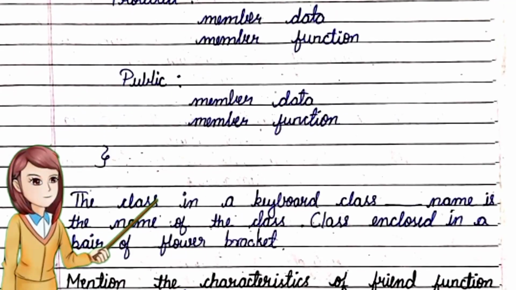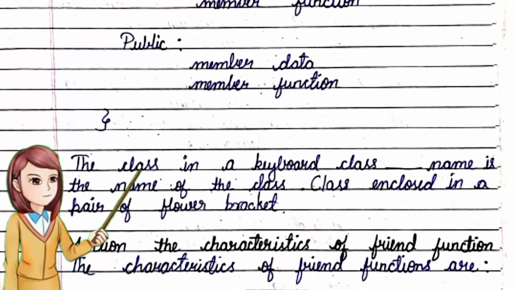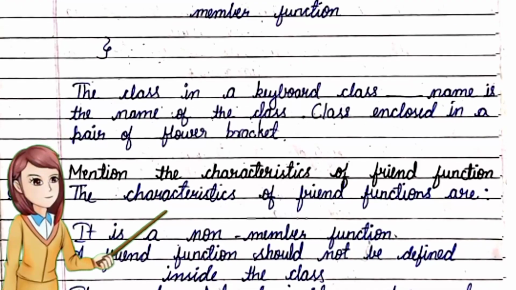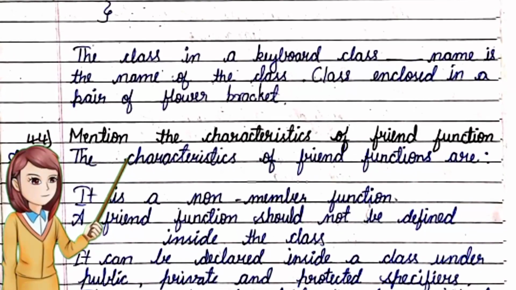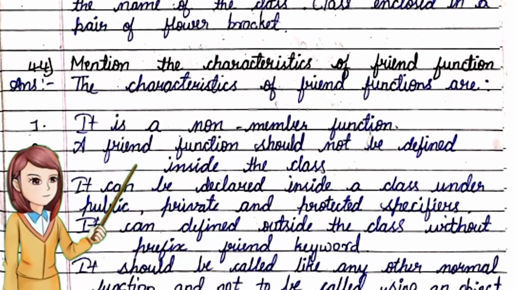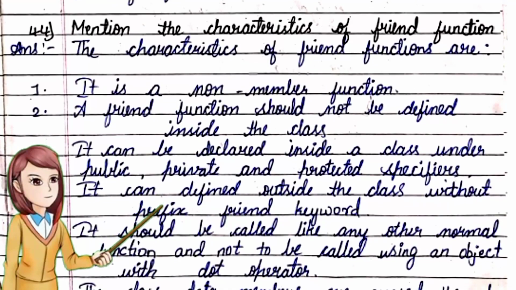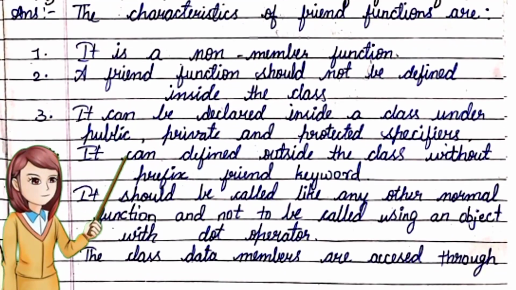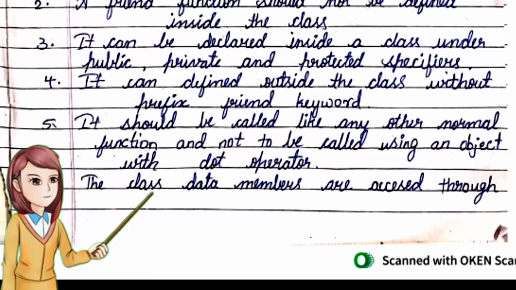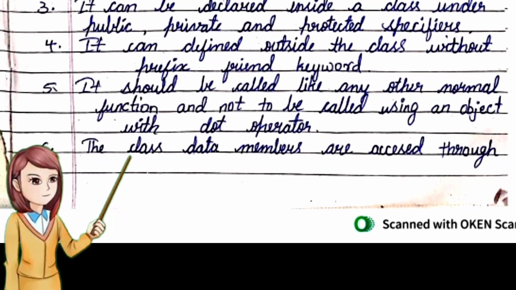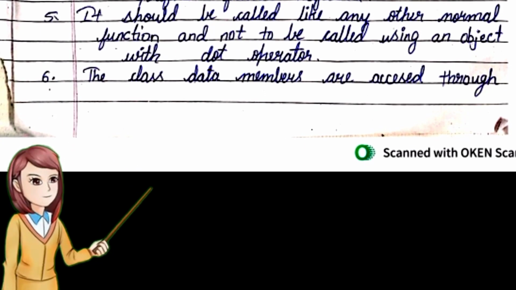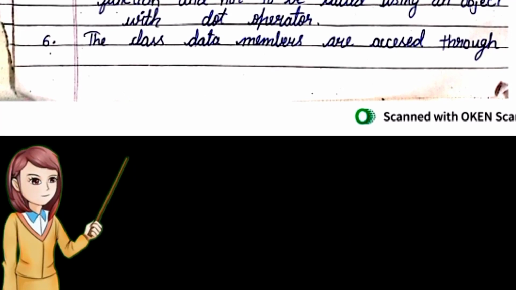Now 44th question, mention the characteristics of friend function. The characteristics of friend functions are: it is a non-member function. A friend function should not be defined inside the class. It can be declared inside a class under public, private and protected specifiers. It can be defined outside the class without the friend keyword prefix. It should be called like other normal functions and not be called using an object with a dot operator. The class data members are accessed through.